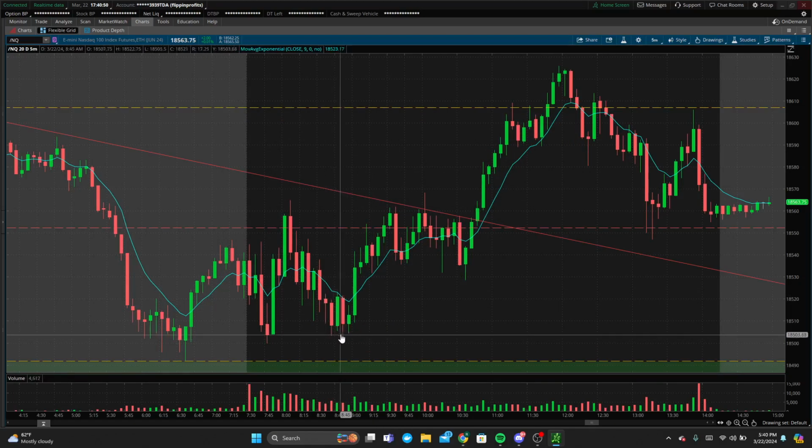And also, I will say that this would have been a decent opportunity as well, right? Because we formed a double bottom. You see on the 5-minute chart, we failed to make a lower low. We were getting wicks down into that area, that previous all-time high area.